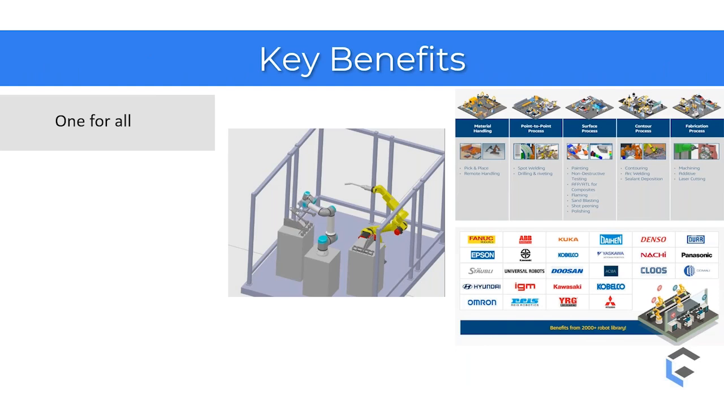This role is beneficial for you because it is a one-stop solution for all your robot processes as well as all the brands of robots. So whether you are doing material handling, point-to-point process, welding, contouring, fabrication, if you have Fanuc robot, ABB, KUKA, Universal, or any other type of robots, it has a library of more than 2,000 robots. So all of those processes can be programmed right here, irrespective of the brand of the robot.